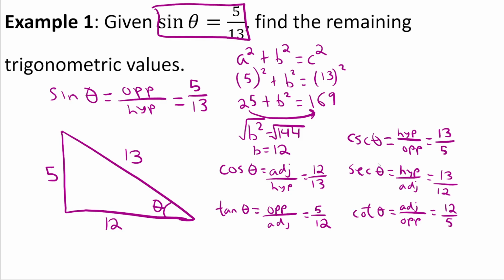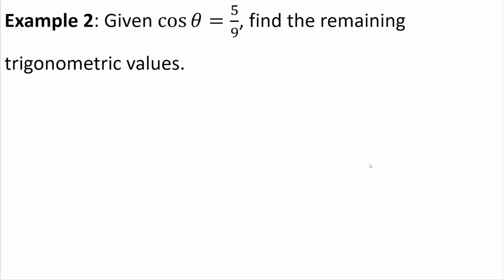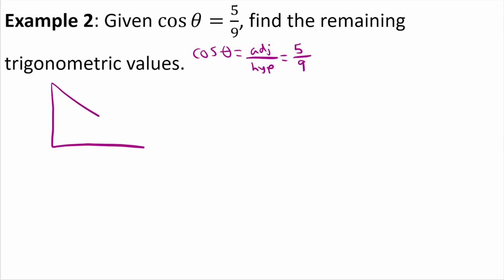All right, let's move on to the next example, a little bit more of a challenge. Now, if cosine was given to us and it's 5 over 9, then I know that cosine is equal to adjacent over hypotenuse, right? So here I can just deduce that this is 5 over 9. And if I draw my right triangle once again, theta as an angle right here, I'll get the 9 as the hypotenuse and the 5 as the adjacent.